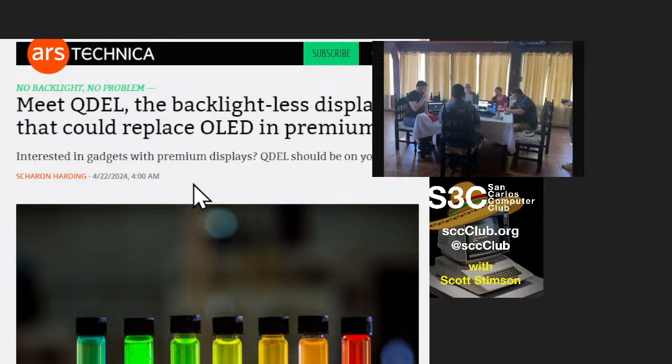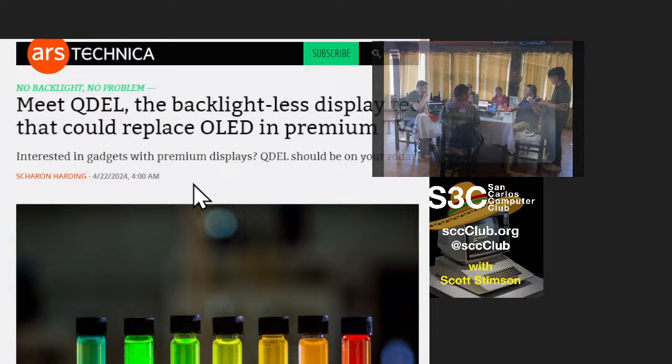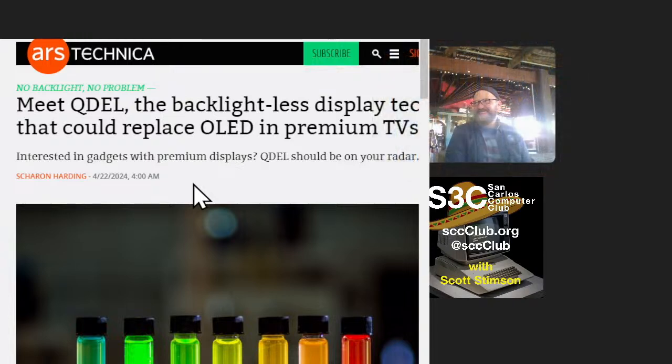Magenta, yellow, cyan, and black, I believe. Cyan, magenta, yellow, and K. CMYK. I don't know why K, but K is black.